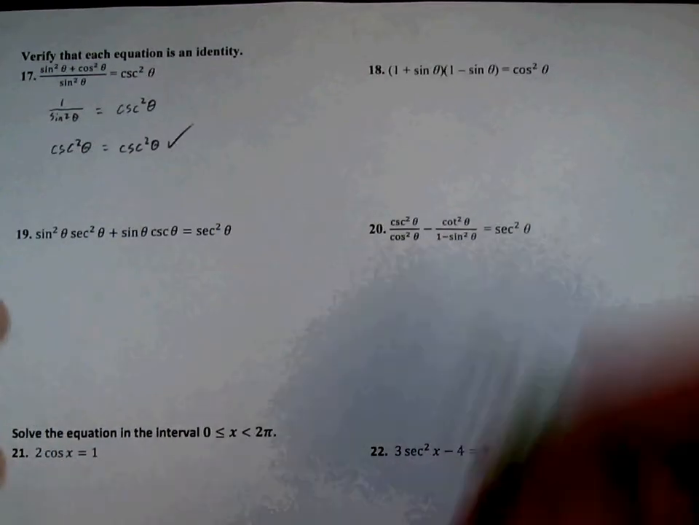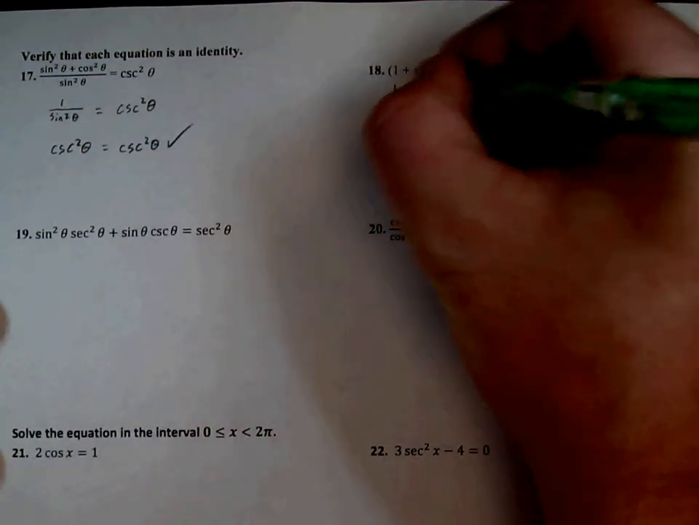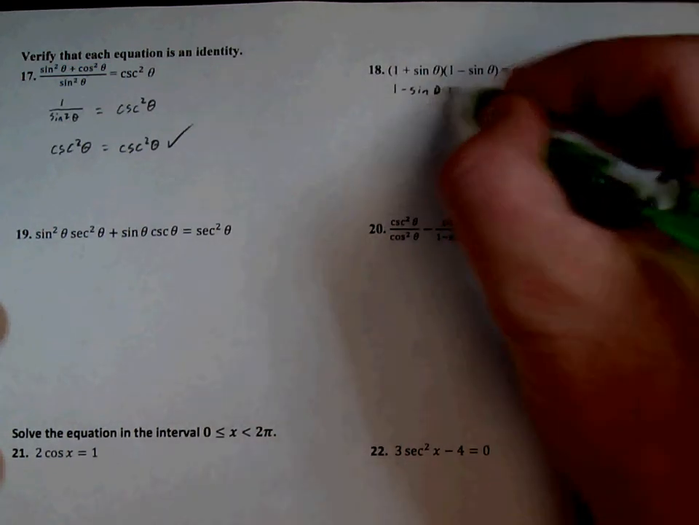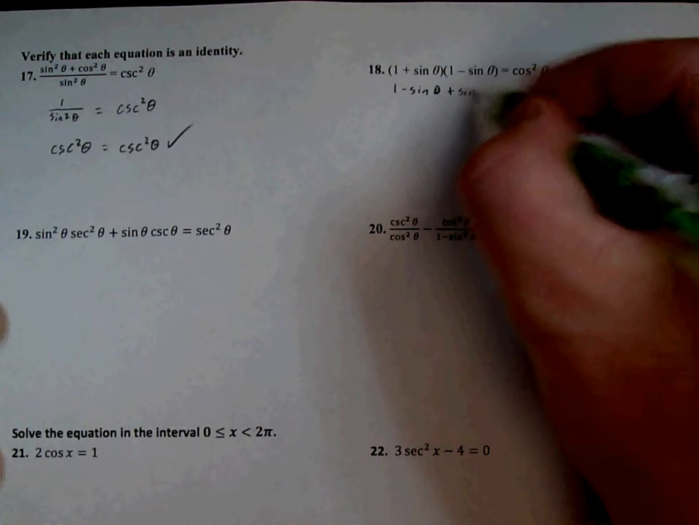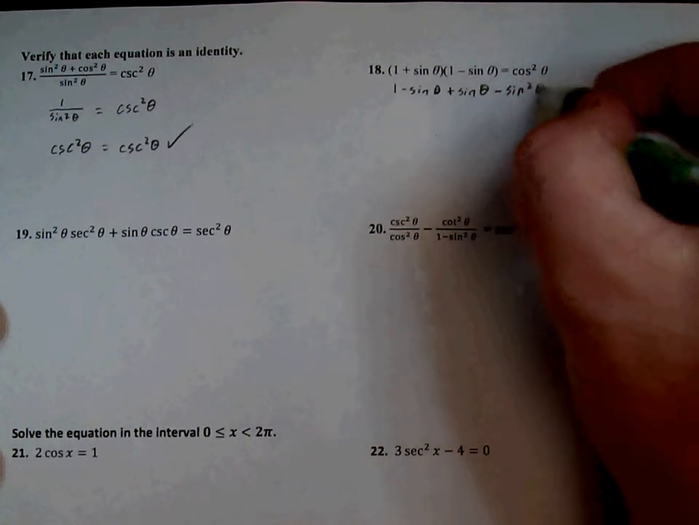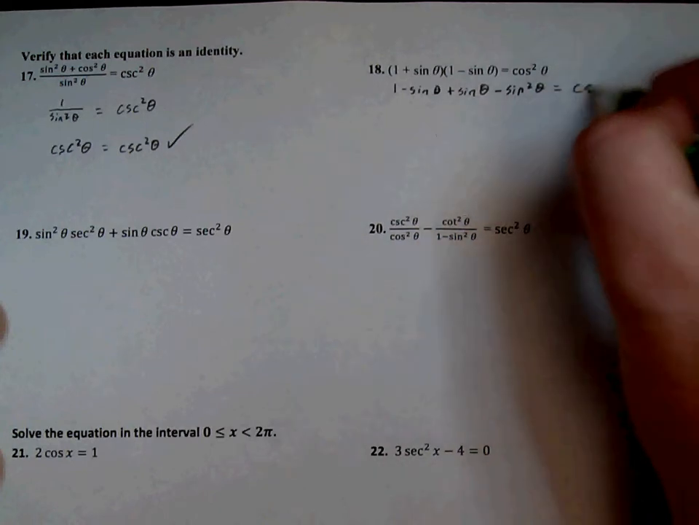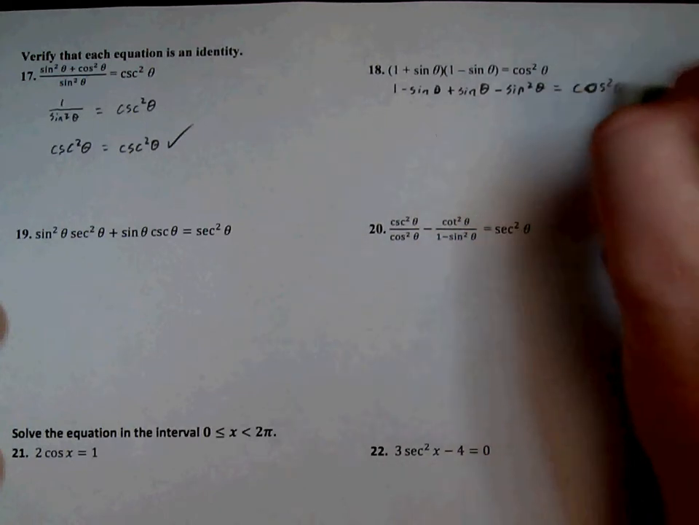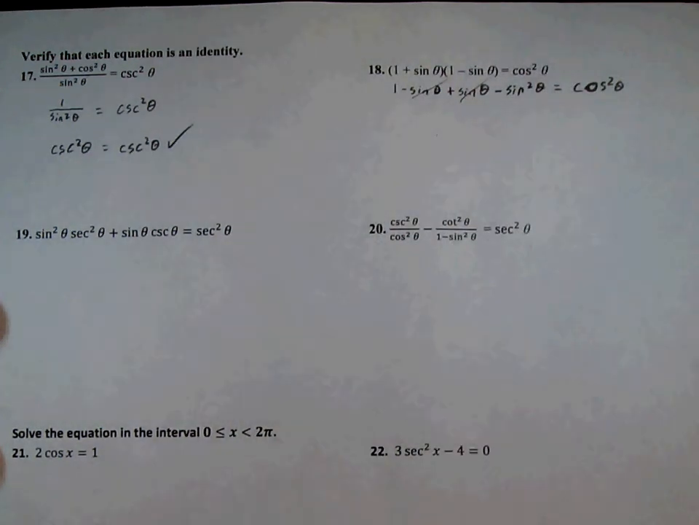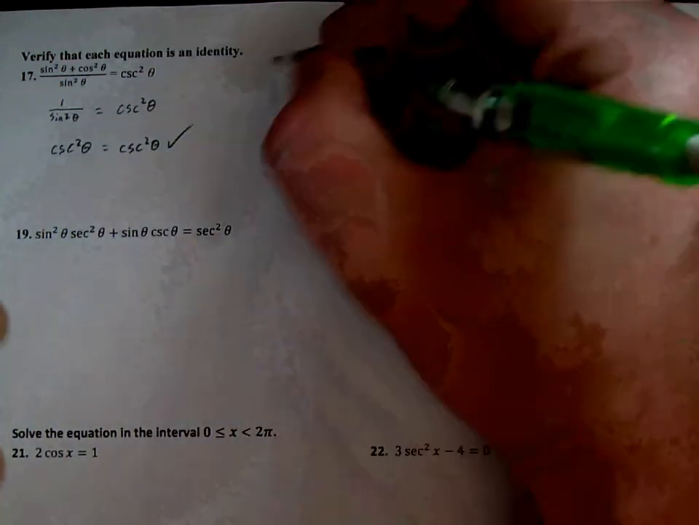Number 2, we're going to have to FOIL there on the left side. So I would get 1 minus sine of theta plus sine of theta minus sine squared of theta equals cosine squared of theta. So there on that left side, the negative sine of theta, positive sine of theta will cancel each other out, leaving us with 1 minus sine squared of theta.